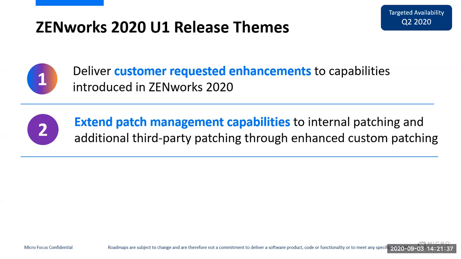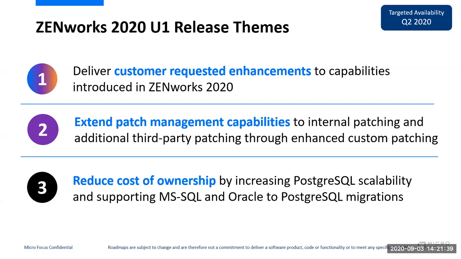The third thing that we've done is we've changed the migration utility to move from Postgres to MS SQL, and from MS SQL to Postgres, or from Oracle to Postgres. With ZENworks 2020, we stopped the support for Sybase and we migrated all customers to Postgres. That's working really well. And what we have now done is make the migration available for MS SQL and Oracle customers as well, so they can move off a licensed database and go to the free Postgres database.